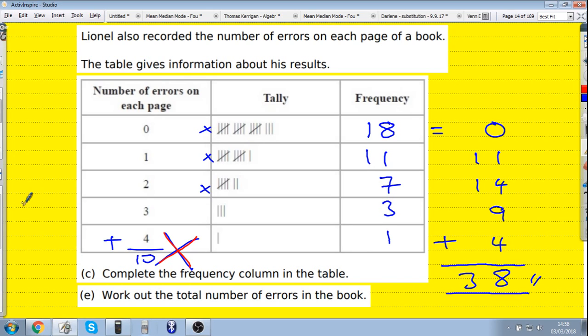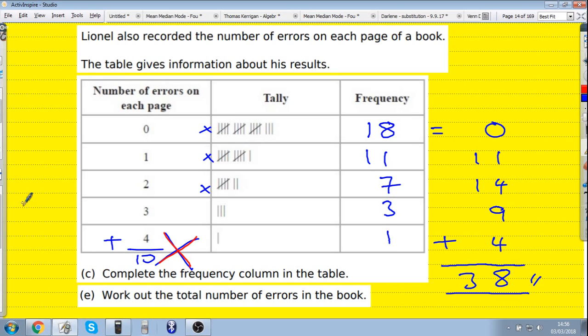What does frequency represent here? The number of times there is, say, 0 or 1 error on each page or something. Yeah, so basically that's the number of pages. So like 18 pages, 11 pages. Yeah.